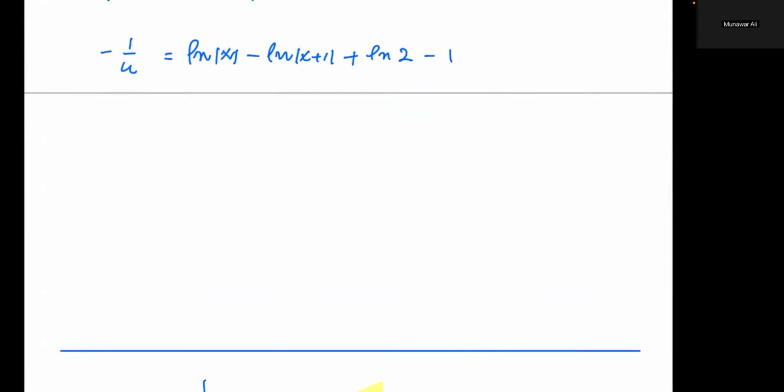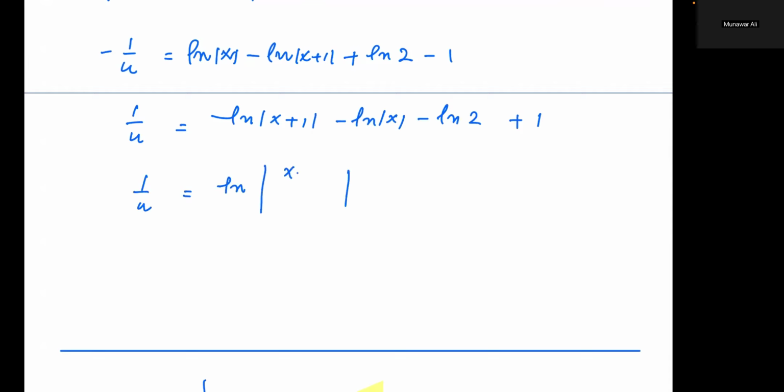I'm multiplying negative 1 on both sides. This will give me 1 over u is equal to natural log of x plus 1, which will be positive, minus natural log of x, minus natural log of 2, plus 1. And then on the right hand side, I can do one thing: you can combine all these log terms. The terms with negative coefficient will be in the denominator, and the terms with positive coefficient will be in the numerator. You can combine all the log terms together, plus 1.